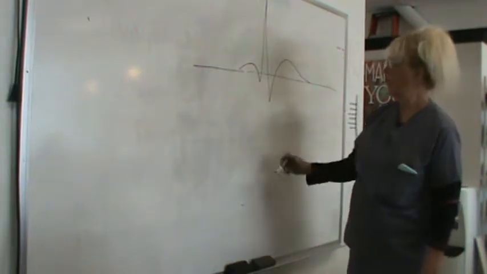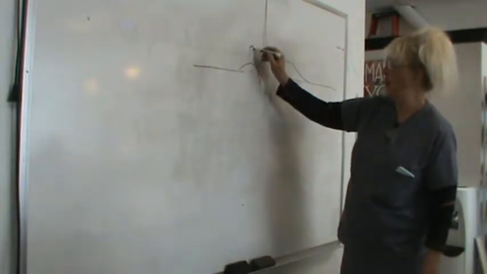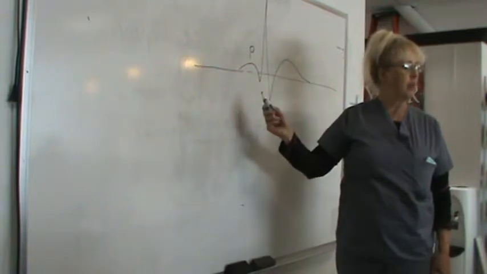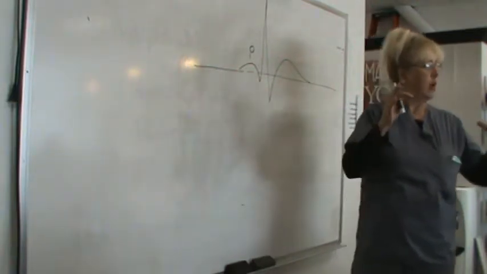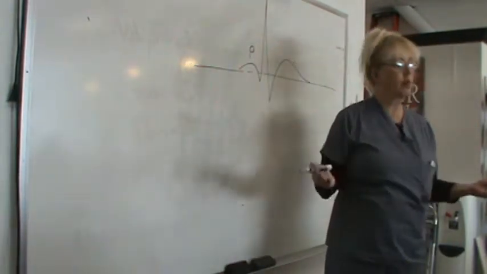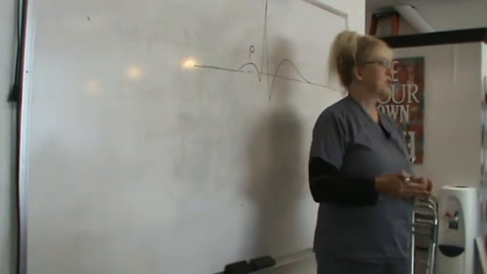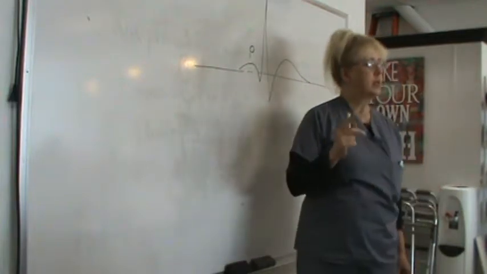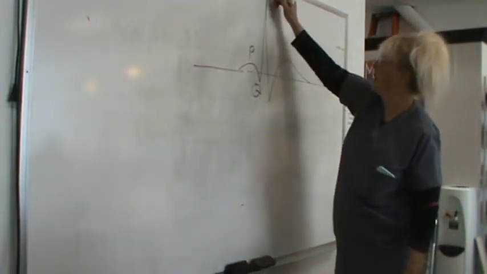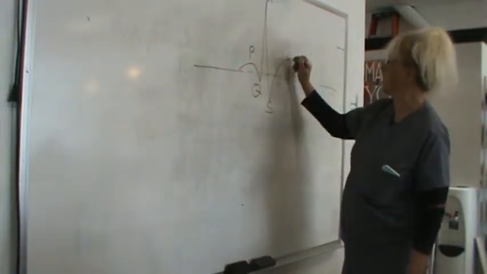Well, basically, we're looking at a P wave. So to have a P wave, we have to know what normal is before we can diagnose abnormal, correct? You have to know what the norm is. You have to know what the baseline is. What does a normal heart rate look like? Well, typically there's a P wave, there's a Q wave, there's an R, there's an S, and there's a T.